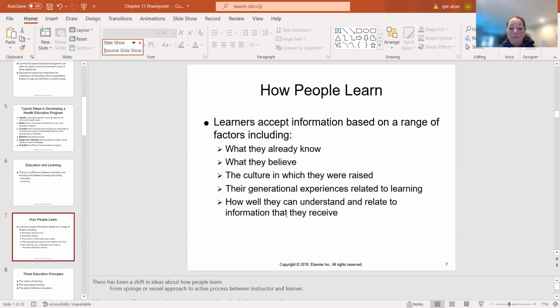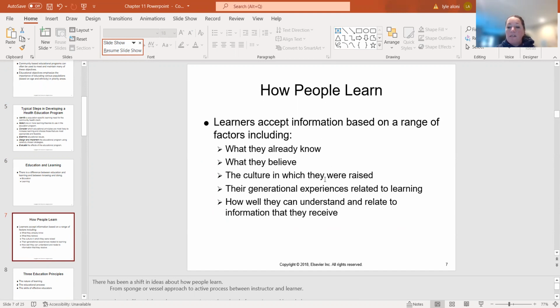When we look at how people learn, we know there's been a shift in how people learn in society. So we know it's gone from a sponge or a vessel approach to more of an active process. We used to go out there and teach information to our patients, and then we would expect them to spit it back out. Just like in this class, we try to do more interactive. I like to have you guys involved in conversation. I like you guys to have feedback. I like you to do group projects together during class so that I know that everybody has different methods of learning. I want you to remember that everybody comes with a different basis, what they know and what they believe.